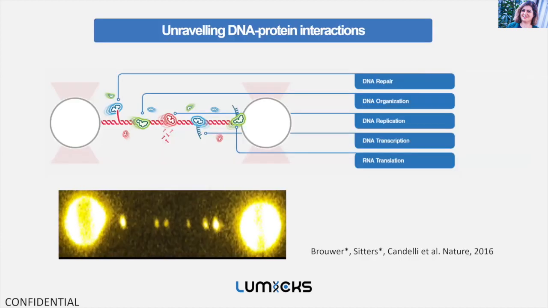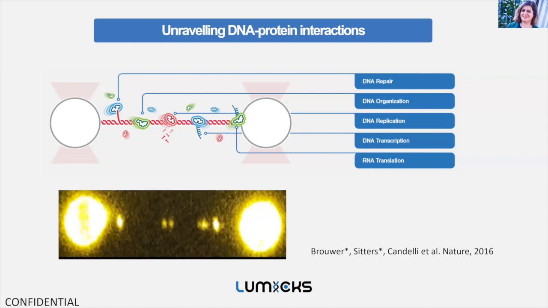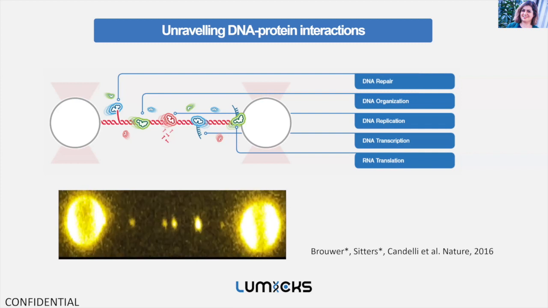So with that, I will start showing you a few examples of how you can use this force spectroscopy technique combined with fluorescent microscopy to look at DNA-protein interactions. Here again, it shows two beads trapped and a DNA attached between them, and it shows that you can choose any protein of interest. The proteins can be involved in DNA repair, DNA organization, replication, any biological process that you're interested in.